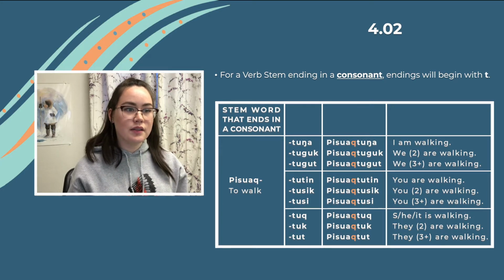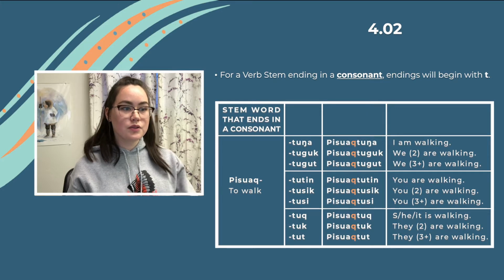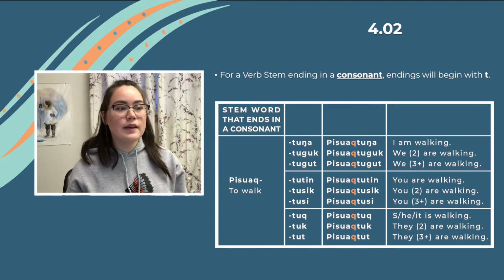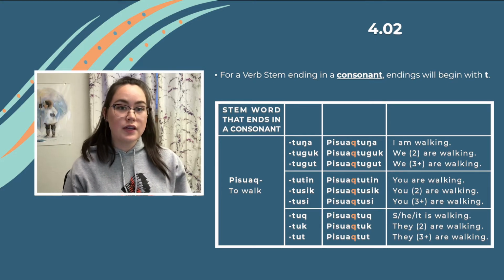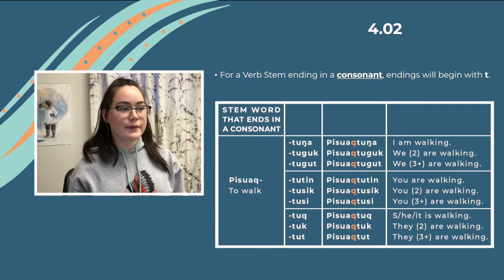Pisoak dutin, you are walking. Pisoak dusik, you two are walking. Pisoak dusi, you three or more are walking. Pisoak duk, he, she, or it is walking. Pisoak duk, they two are walking. And pisoak dut, they three or more are walking.